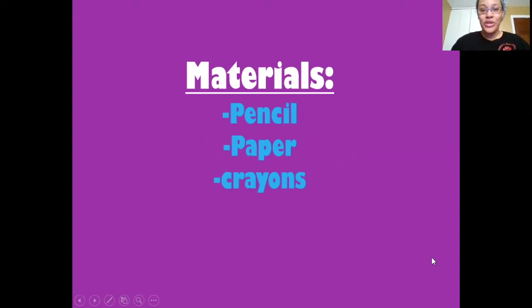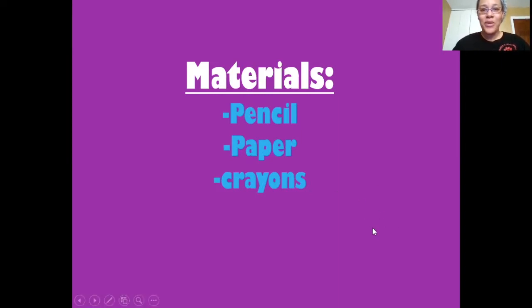So your materials for today are pencil, paper, crayons. In the video, it'll ask you to gather your dry erase board and your dry erase markers. If you do not have a dry erase board and dry erase markers, pencil, paper, and crayons work great.